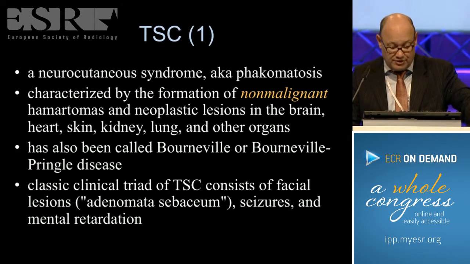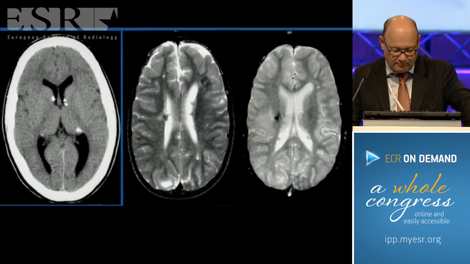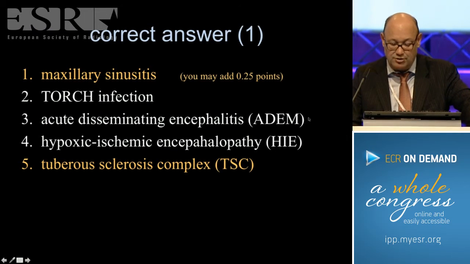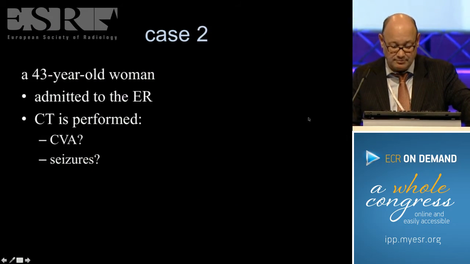It was also called Bourneville's disease or Bourneville-Pringle disease. And as you see, it typically has facial lesions. Patients present with seizures, and when they get older, they will manifest with mental retardation. Just another example on CT and MR showing these typical calcified lesions in the periventricular area, showing hypointensity on MR images. So your diagnosis was correct. Okay, let's move to the next case.